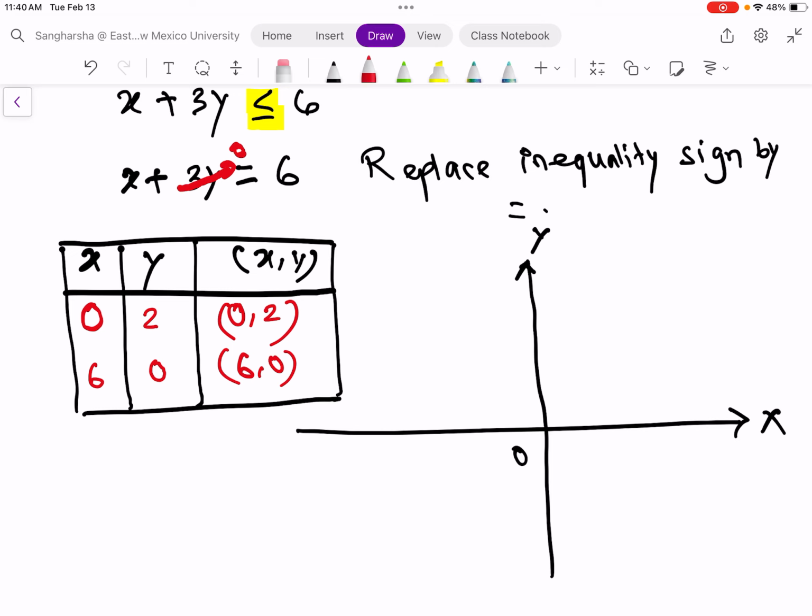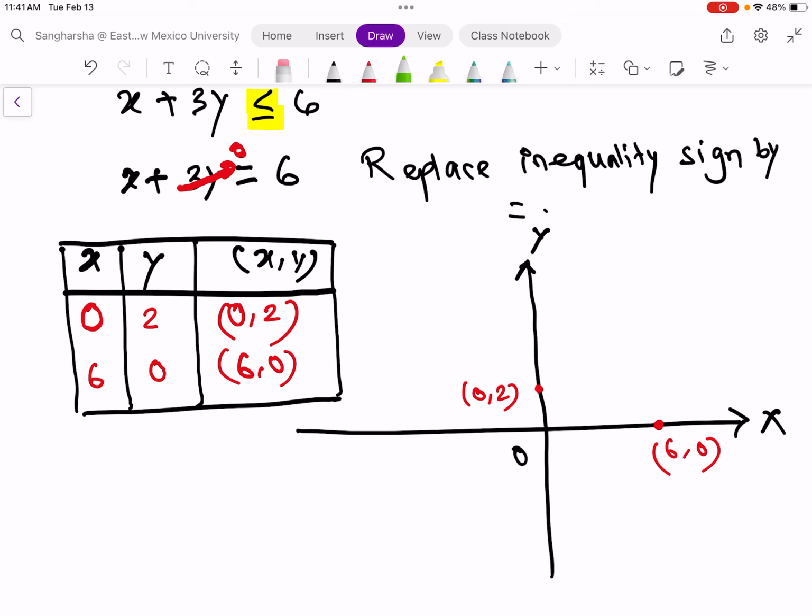Now let's plot these 2 points. So we have (0, 2). Let's say this is (0, 2). And we have (6, 0). So we have here (6, 0). Okay? Now, once you have the 2 points, do not connect. Before you connect these 2 points, we have to check what kind of inequality we have.